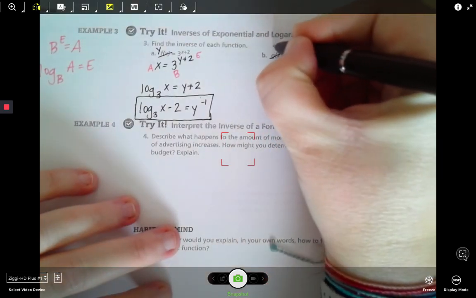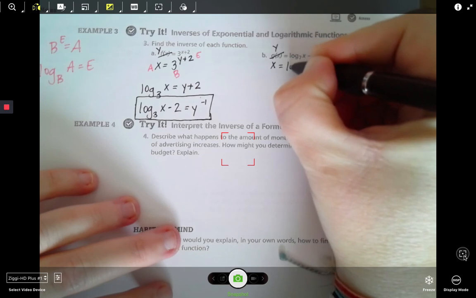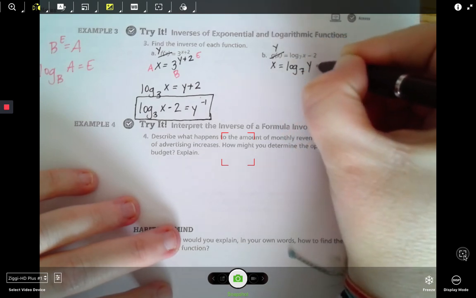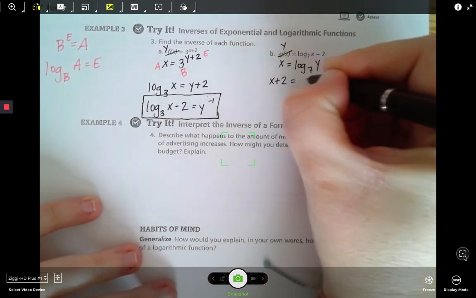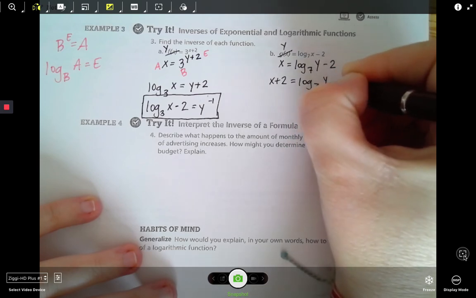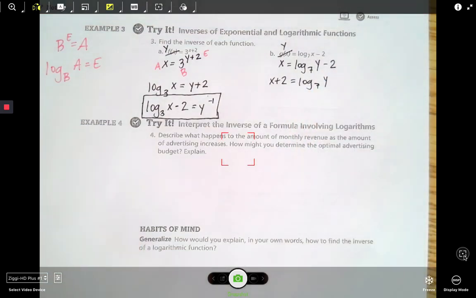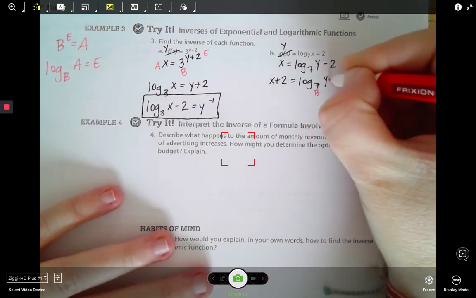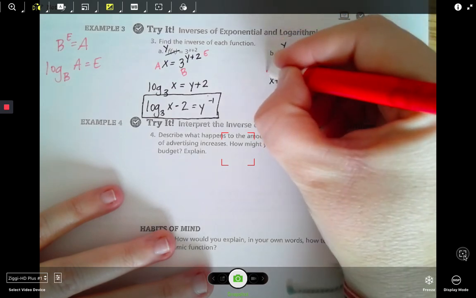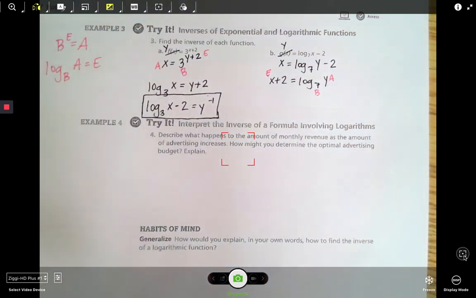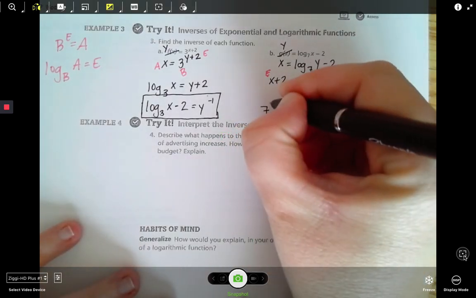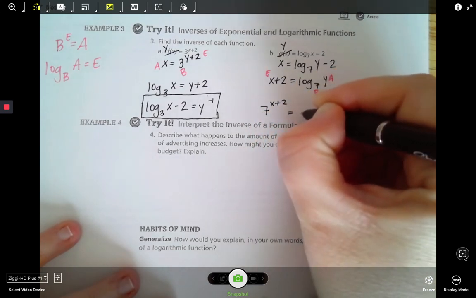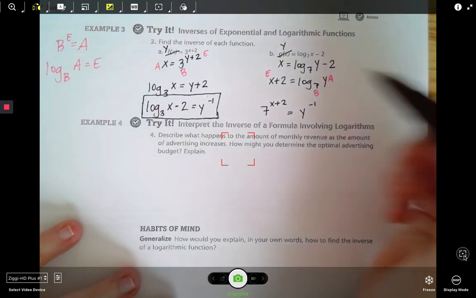All right, remember g of x is the same as y, so if I've got x is equal to log base 7 of y minus 2. First, I'm going to add 2 to both sides, so x plus 2 is equal to log base 7 of y. We've got b, we've got a, and we've got e. x plus 2 is one thing. So if I rewrite this, it would be 7 raised to the x plus 2 is equal to a, or y, or the inverse of y.